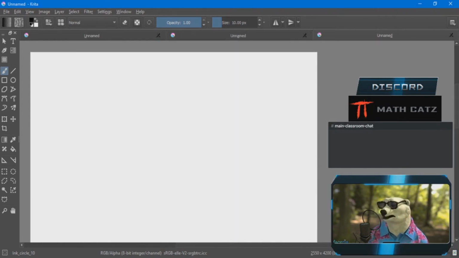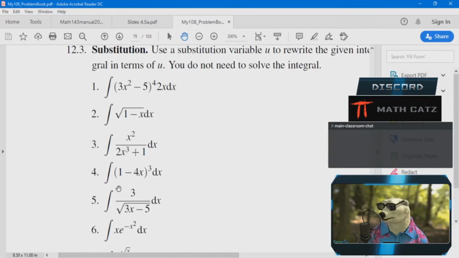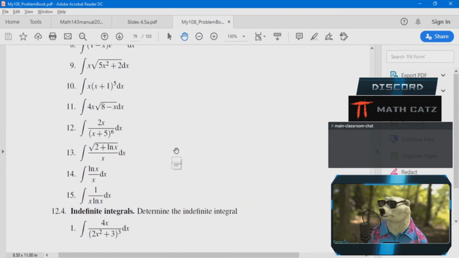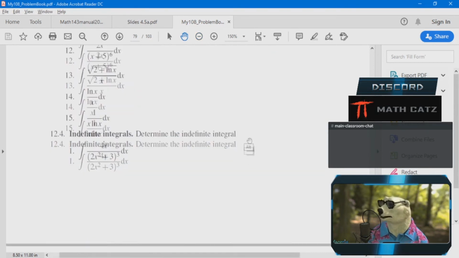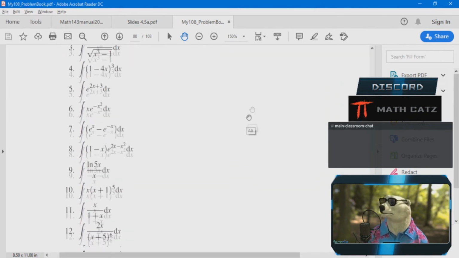So let's look at some problems. In 12.3, use a substitution variable u to rewrite the given integral in terms of u. Now, let me just see what kind of problems we have. This one doesn't ask us to solve it, though that is ultimately our goal. And then we just have more of them.